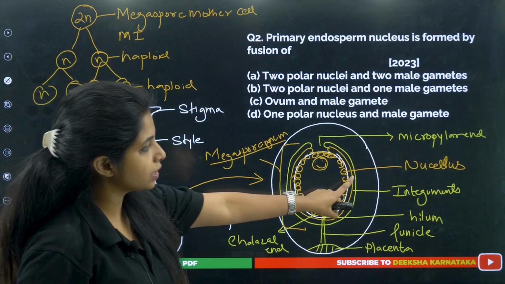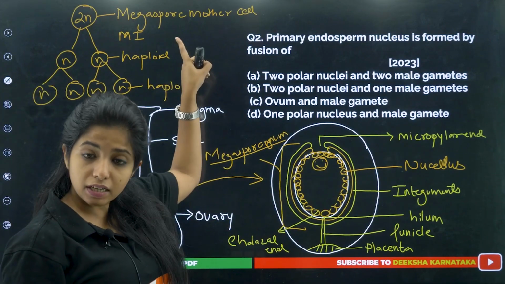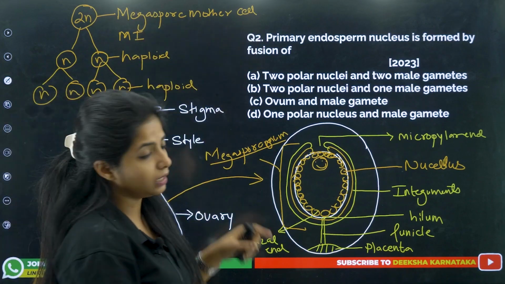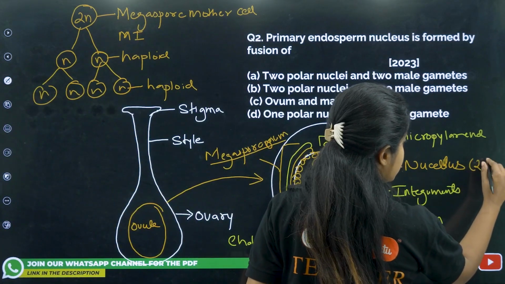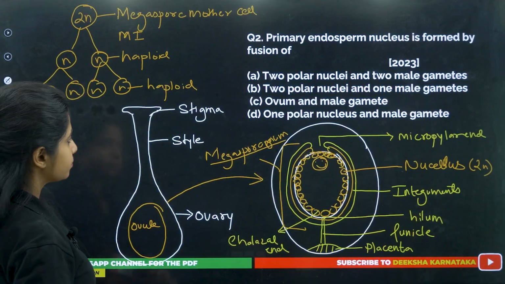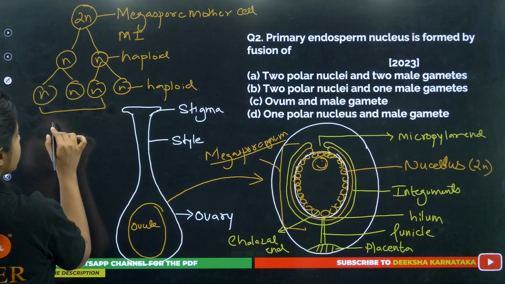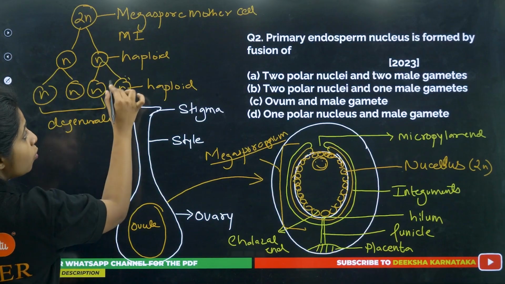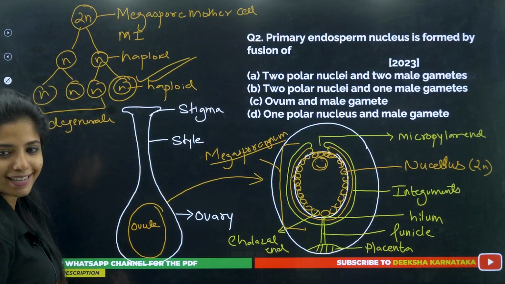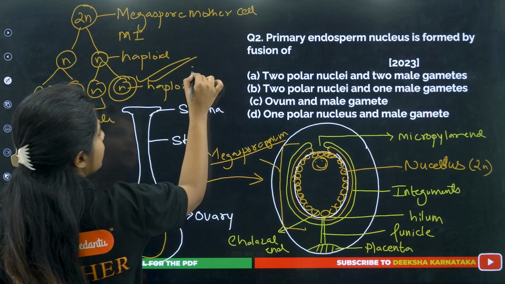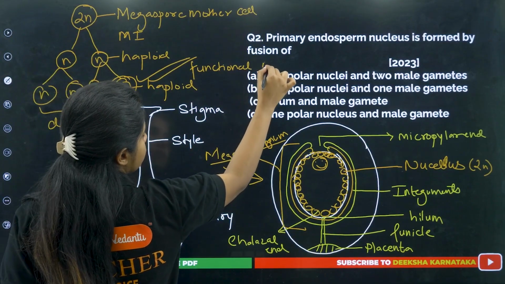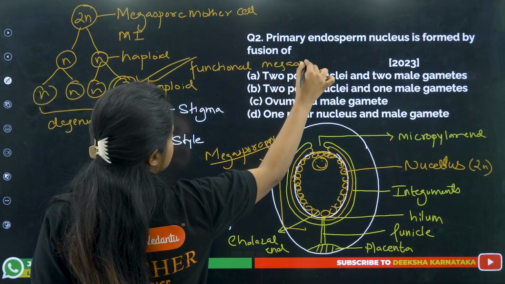So, the nucleus that you see, is it diploid or haploid? It is diploid. One cell among them is the megaspore mother cell, right? So, all of them are basically diploid. Please remember this. 2n means diploid. Now, 3 of them degenerate. One stays alive, and this becomes the functional megaspore.